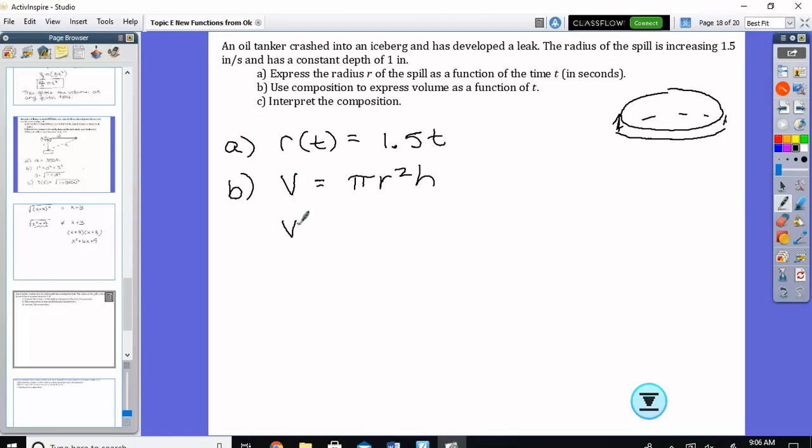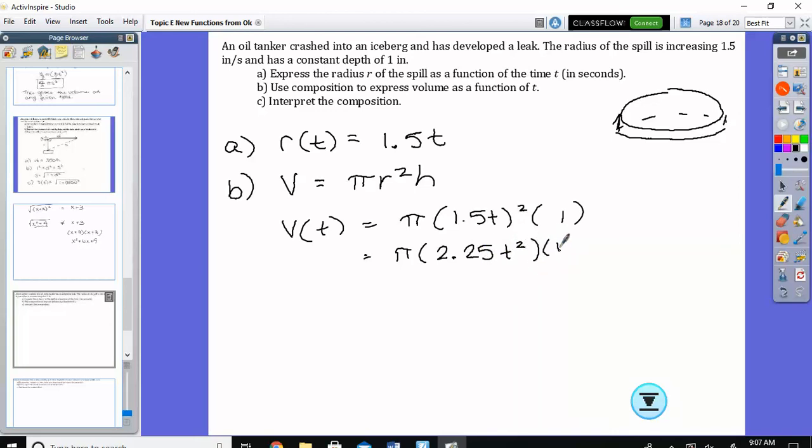So in our scenario, we want volume in terms of t. My radius is 1.5t, squared. The h, how deep is this oil spill? 1 inch. 1.5 squared is 2.25 t squared, times our 1, so we just get 2.25 pi t squared for the volume.